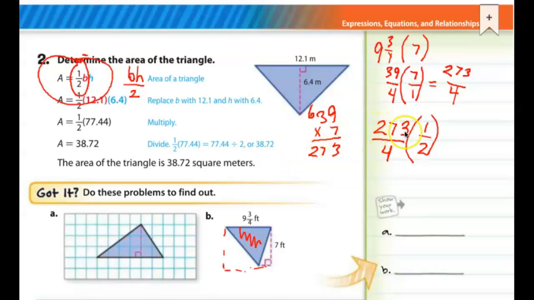So 273 times 1 is 273. And what is 2 times 4? That would be 8. So the final step to determining what the area of this triangle would be is to divide 273 by 8. So let's go ahead and do that now.